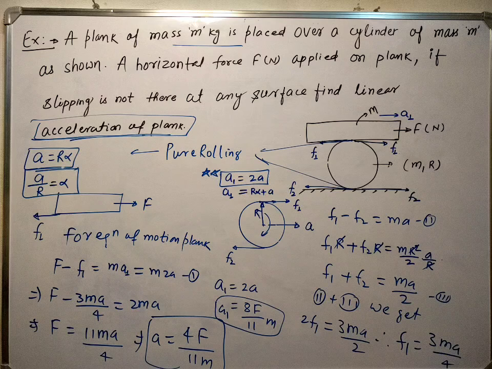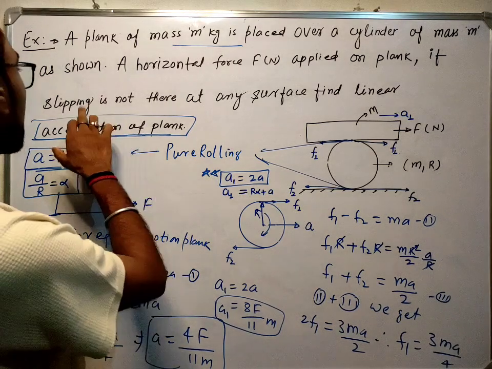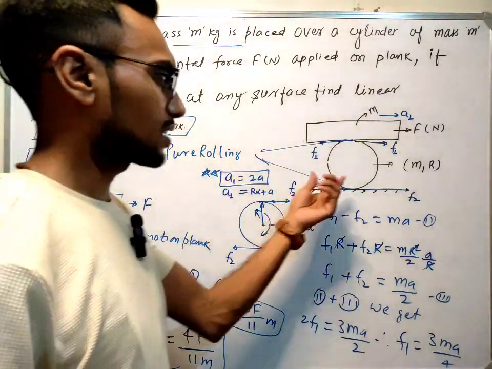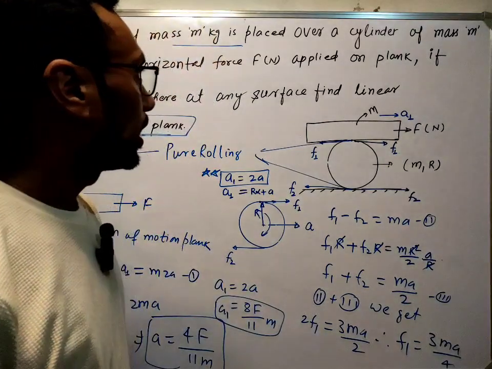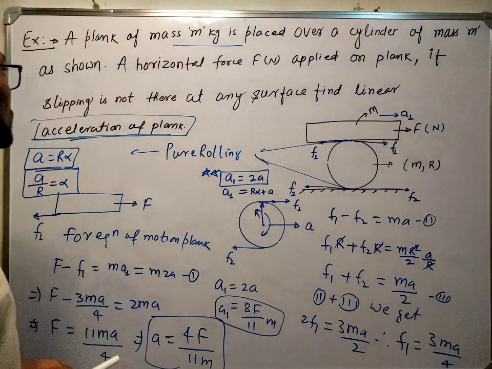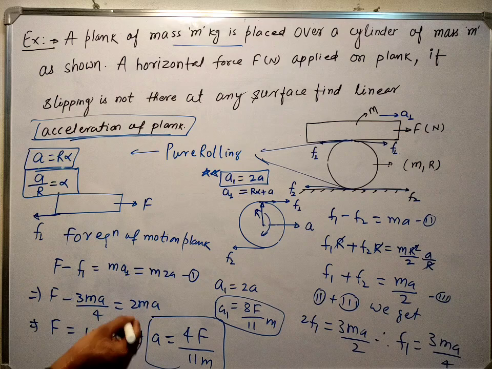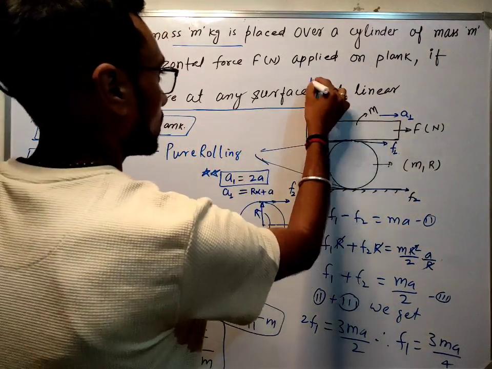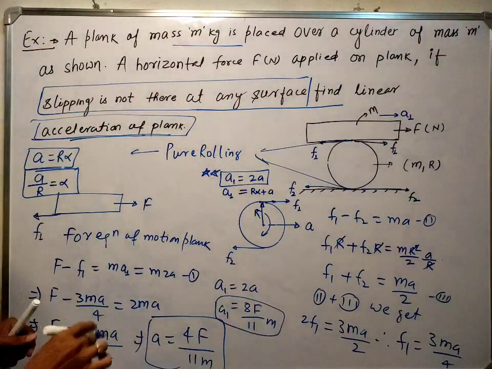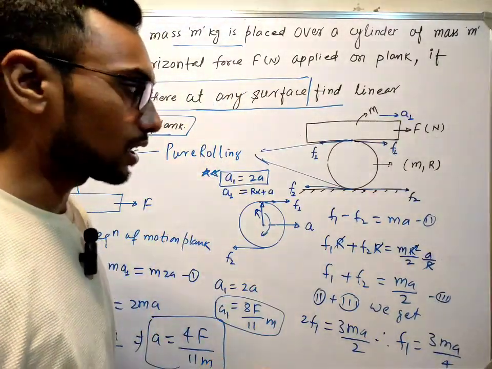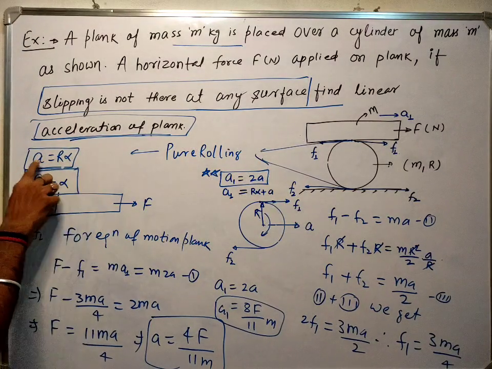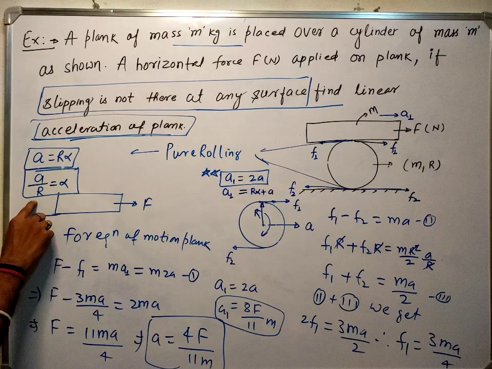I will repeat once. Here we have to ask the linear acceleration of the plank, and the mass of the plank is given and the mass of the cylinder is given. You have to be very careful about this line: if slipping is not there at any surface, it means pure rolling is occurring everywhere. So first of all we apply the condition of pure rolling, a equals r alpha, so alpha equals a by r.